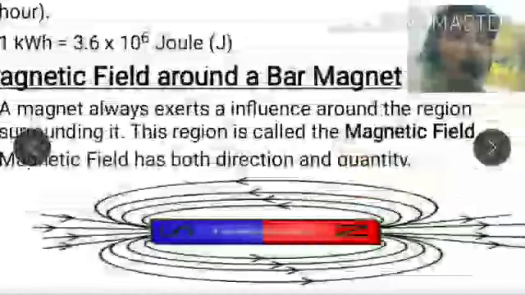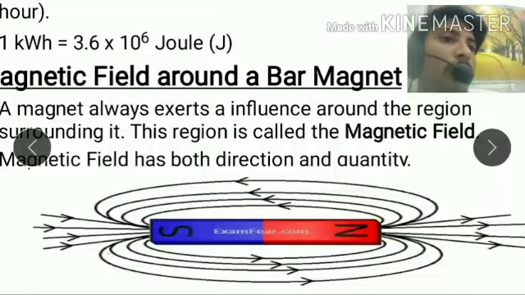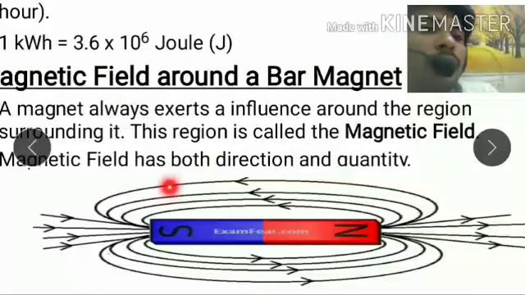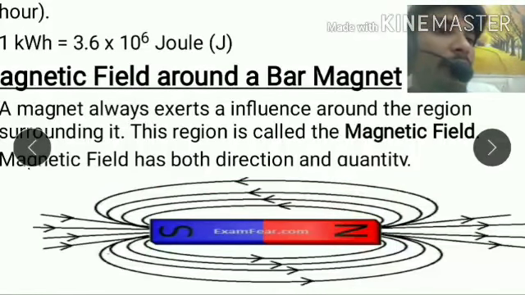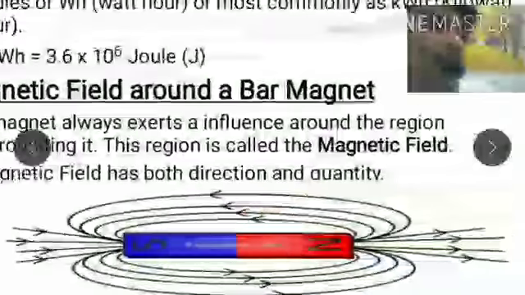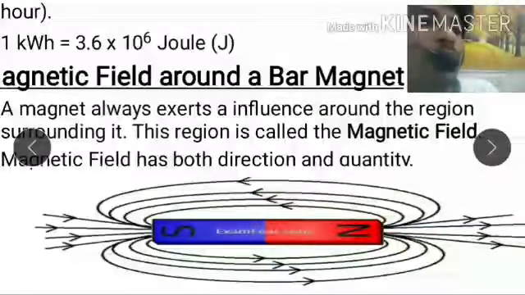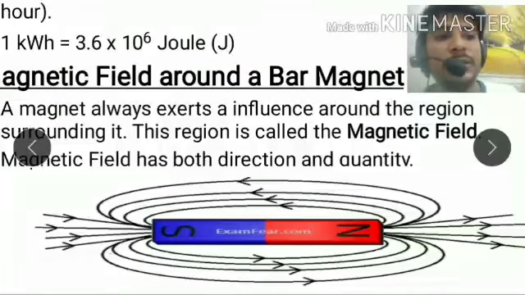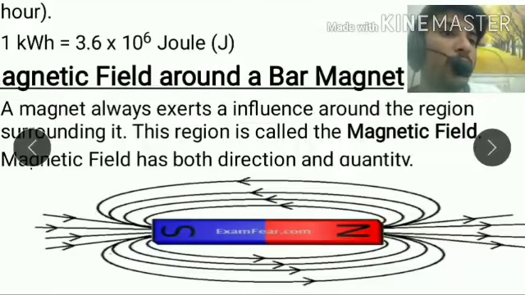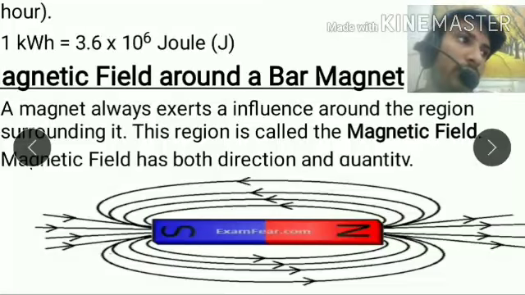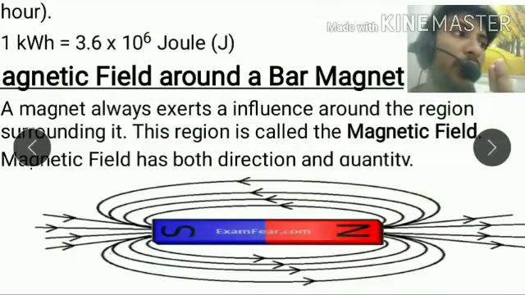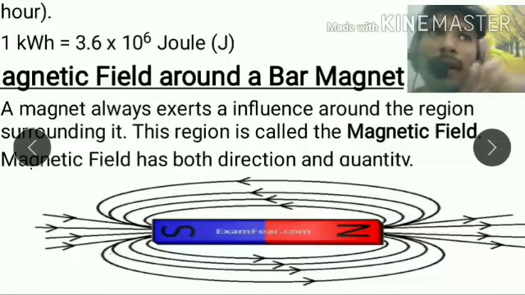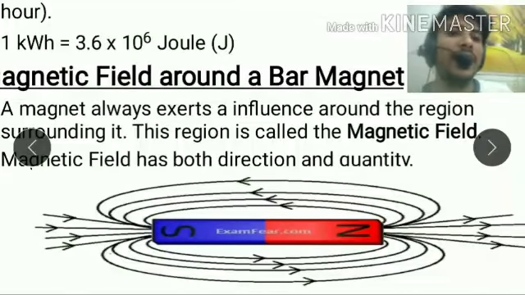Just see, the magnetic field goes from north pole to south pole. These are called magnetic field lines. Magnetic lines go from north pole to south pole outside the magnet, but inside the magnet they go from south pole to north pole. Okay, there are two different things.